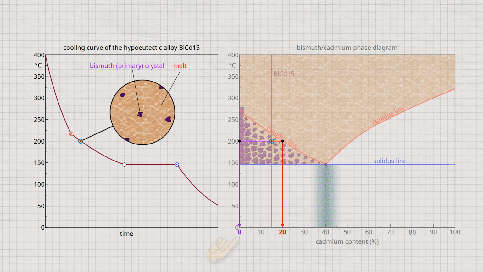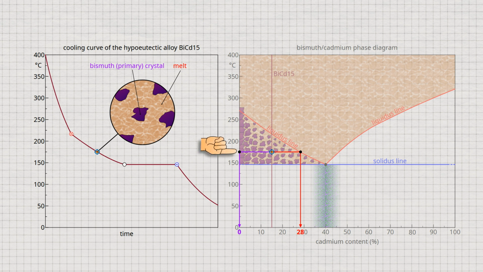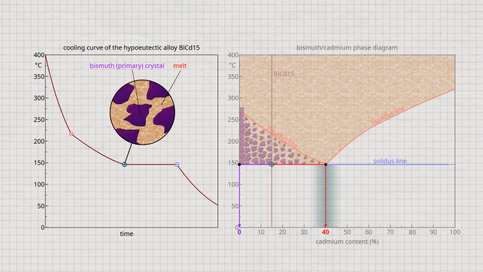With further cooling of the alloy, it can be clearly seen in the phase diagram that the cadmium content in the melt increases due to the crystallization of bismuth atoms. For example, the cadmium content of the residual melt at 175 degrees Celsius has already risen to around 28%. The cadmium content in the residual melt thus approaches more and more the eutectic point with 40% cadmium. Finally, at 146 degrees Celsius, the residual melt has just reached the eutectic composition of 40% cadmium.